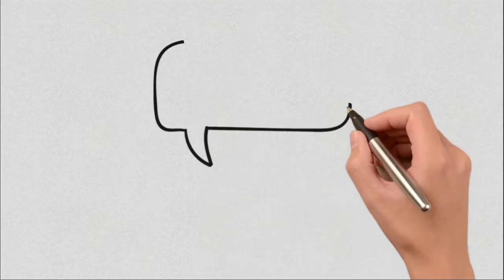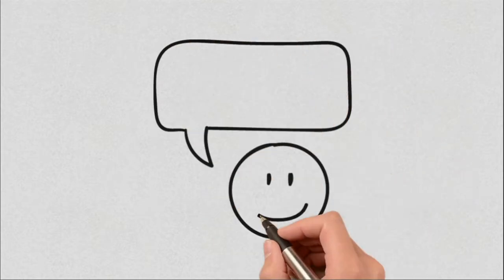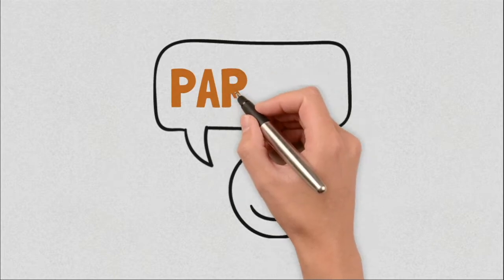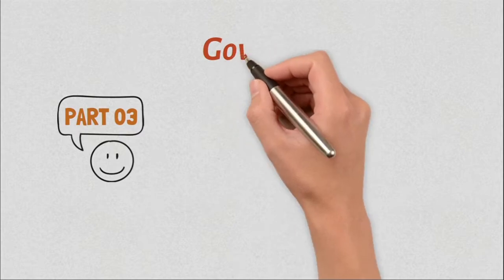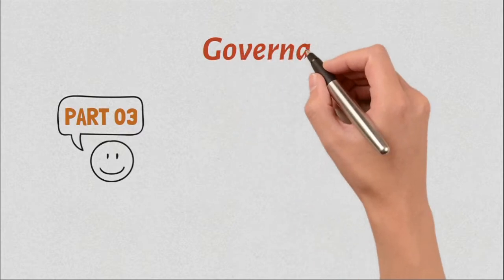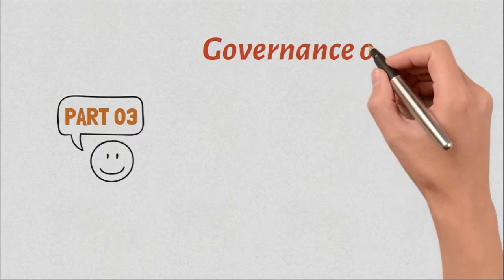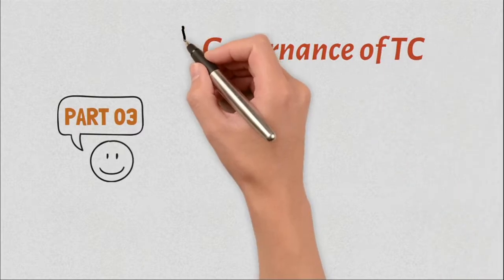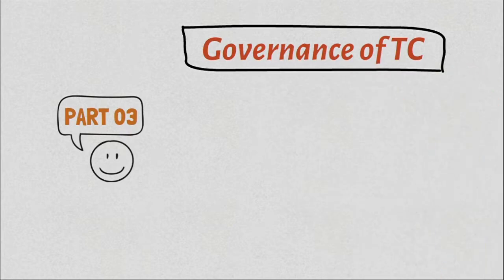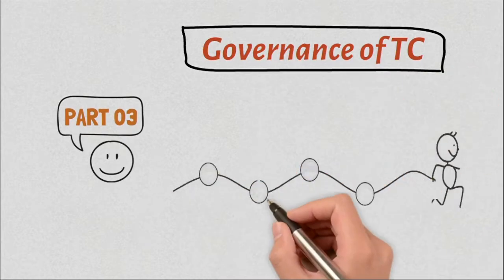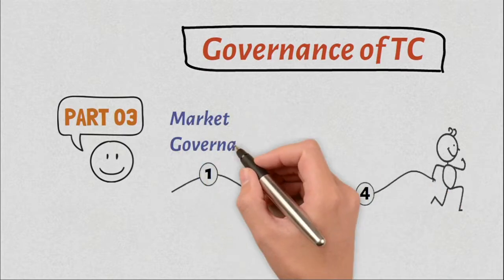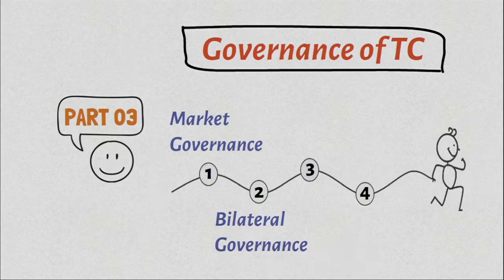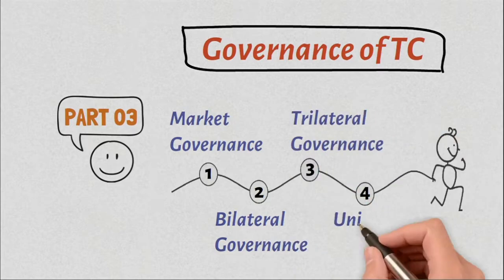Finally, the governance of transaction costs. This serves an important function to make sure every party's interest is taken care of without opportunism. Therefore, they are needed to decrease opportunism and create confidence in the transaction, which simply put means to reduce the risk in transactions. There are 4 types of governance structures of transaction costs: market governance, bilateral governance, trilateral governance, and unified governance.